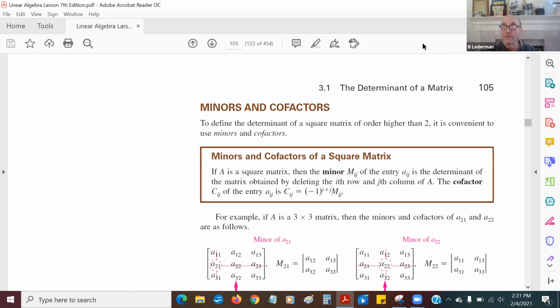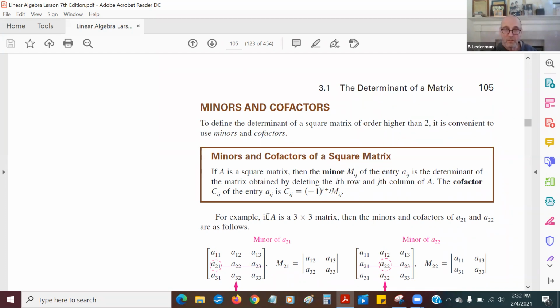Now, a square matrix doesn't have to be 2 by 2. I just showed you the determinant for a 2 by 2, but you can have a 3 by 3, a 4 by 4, a 5 by 5. You can have any size of square matrix. And how do you find those determinants? Well, a convenient way is using something called minors and cofactors. If A is a square matrix, then the minor, Mij, of the entry Aij of the matrix is the determinant of the matrix obtained by deleting the ith row and the jth column of A.